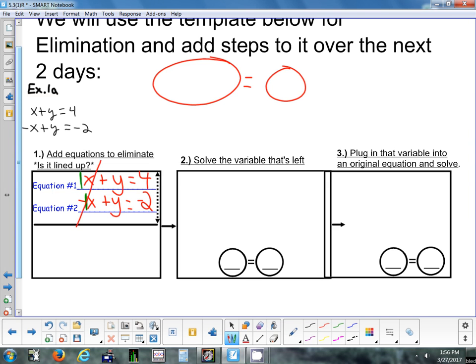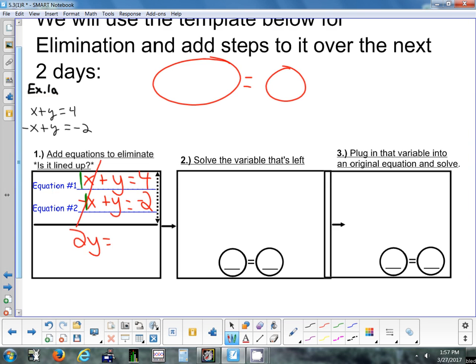That's why you can see this little dotted arrow here. We're going to add vertically, up and down. We're going to do our math going up and down. So I have to combine the y's. I got a positive y here and a positive y here. What do I get? 2y.